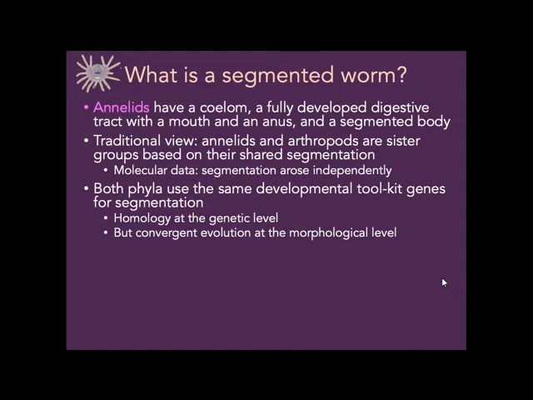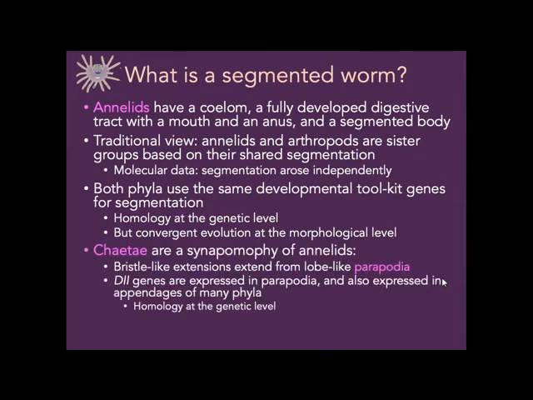Okay, so one synapomorphy of the segmented worms are these kind of like lobe-like parapodia that have chaetae, which are these bristle-like extensions. And so we know that the DLL genes that we see expressed in the limbs of insects are also expressed in the parapodia. And so we think that there's a homology at the genetic level, even though parapodia with chaetae look nothing like the legs of many insects.